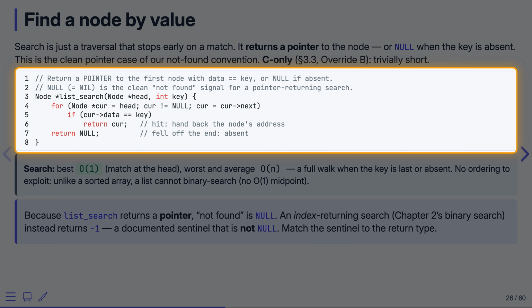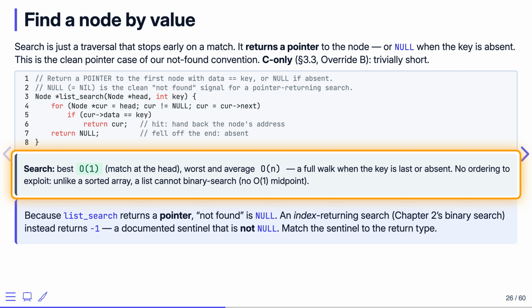This is search in C. It is a traversal that stops early on a match. We walk from head with a cursor cur, while cur is not null. Moving with cur becomes cur->next. At each node we ask, does cur->data equal the key? If yes, we return cur, the address of that node. If we fall off the end, we return null, meaning the key is not here.